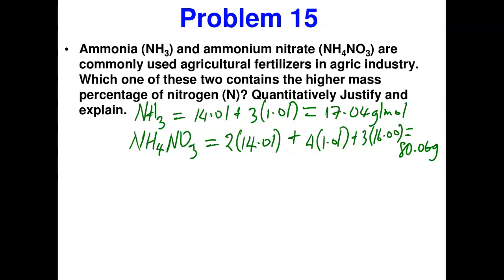Now, if you multiply 2 times this, there is a total of 28.02 grams of nitrogen in ammonium nitrate.